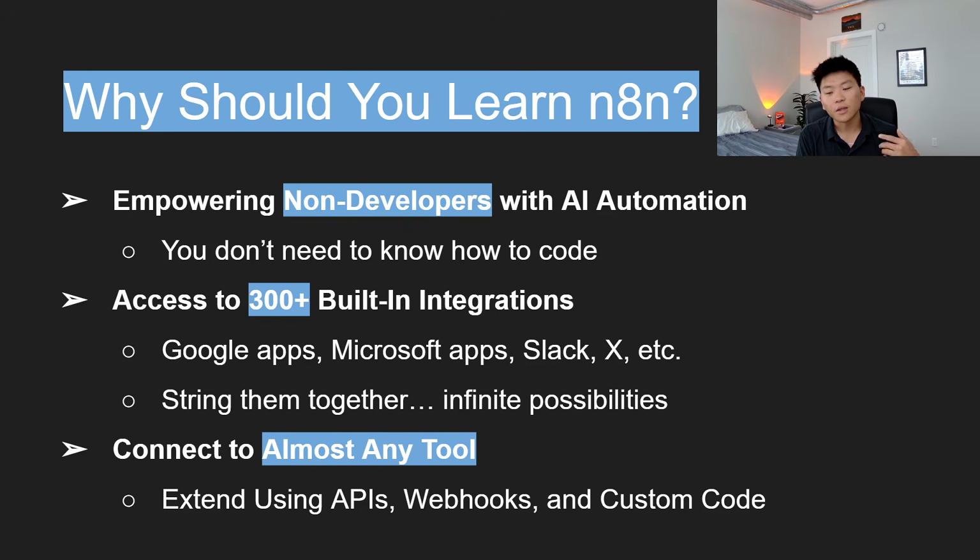Then this last one, you can connect to almost any tool. So kind of similar to the second point, but if there's something that you want to connect to that there's not a built-in integration to, you can still pretty much connect to it, whether that's through an API or a webhook. These ones are a little more technical, but for the most part, a quick YouTube video or even using ChatGPT, you'll be able to get them up and running and connect to almost anything you want, with a little bit of custom code. And really, when you realize that you can connect to almost anything, then you have almost endless possibilities of what you want to automate.